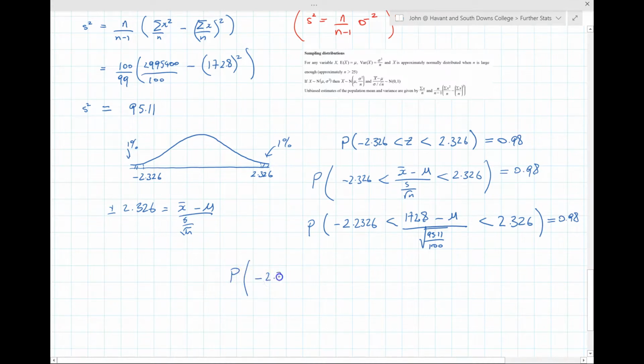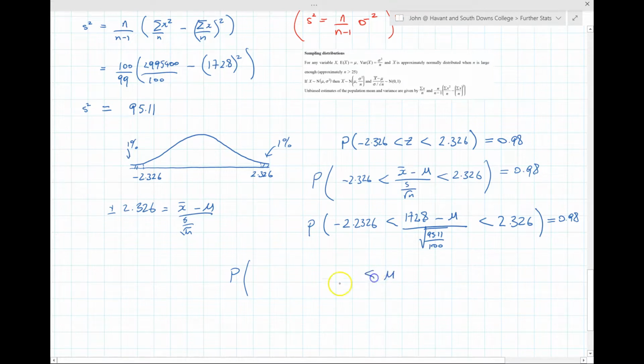So now, making mu the subject of that formula, you might choose to drop the P at this point because it's the interval we're interested in, but I just like to write it because it reminds me what I'm doing sometimes when you've got a few things to think about.